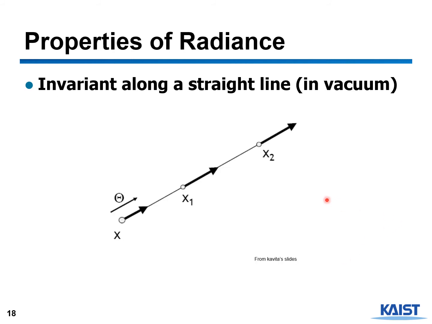Also, there are many interesting properties. If certain radiance is moving from here to there in vacuum space, then the radiance energy is invariant along a straight line. But if there is some other material like fog, then the energy will change, right? So in the vacuum case, the radiance does not vary. If we have fog or some other materials, typically called participating media, we need to develop more complicated approaches. But for now we just assume the simple case, where there is nothing in the space, just vacuum.